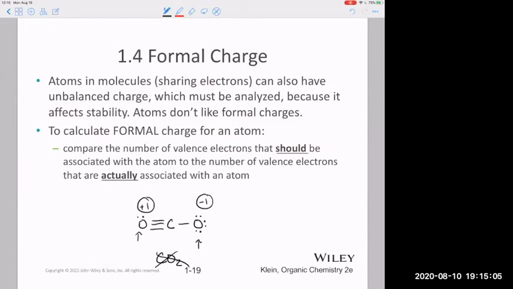So let's get to how to calculate that real quick. So for this red one, what we do to calculate formal charge is stated here. You take the number of valence electrons that the atom should have, that oxygen has when it's all by itself, and you subtract the number of electrons that should be associated with the atom.